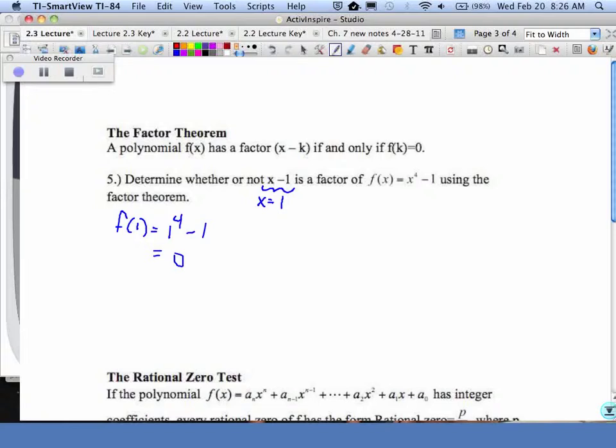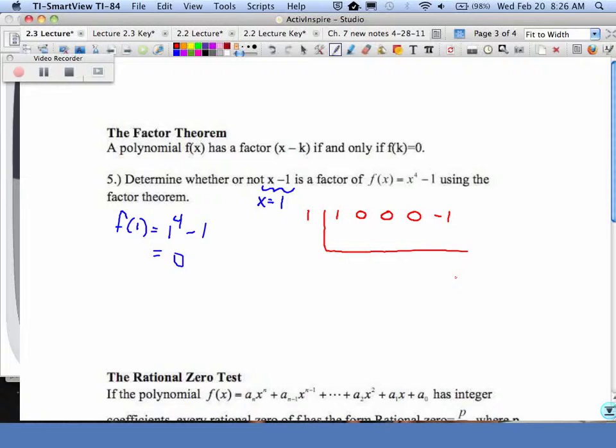If you're going to set up synthetic division, what has to happen? Okay, so we put the 1 out front. What goes here? 1, x cubed, x squared, x. So by going to synthetic division in this case, it actually creates more work.